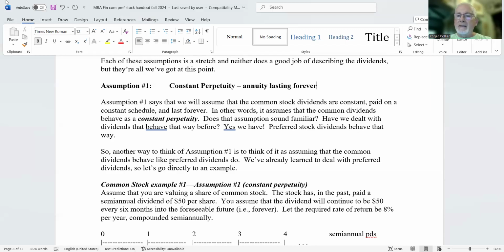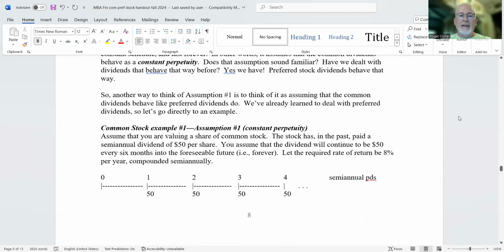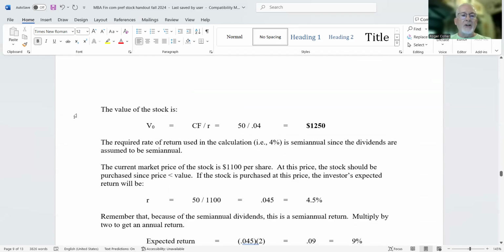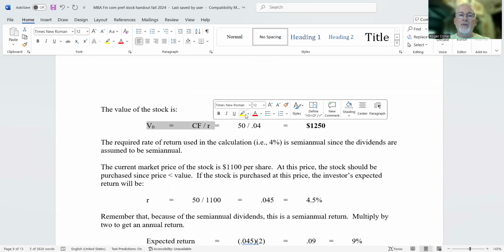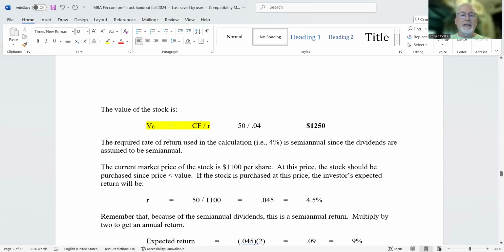Right? So that means, assuming a constant perpetuity, that our value, remember it's V with a 0 next to it, V for value, 0 for now or the beginning of the timeline, is simply the cash flow, that constant dividend, divided by the required rate of return. And as long as you're careful and make sure that the compounding agrees, that if they're semi-annual dividends, you use a semi-annual rate and so on. Very, very simple.